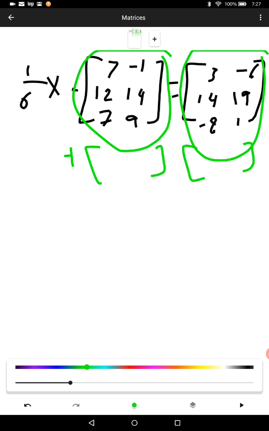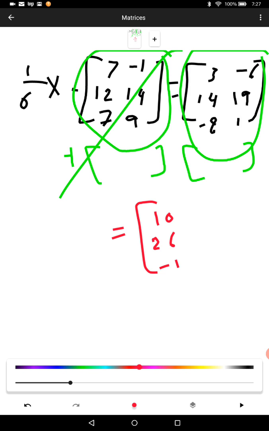Then you can cancel out the left hand side. If you add both matrices on the other side, you will get 3 plus 7 is 10, 14 plus 12 is 26, 7 plus negative 8 is negative 1, next negative 6 minus 1 is negative 7, 19 plus 14 is 33, and 1 plus 9 is 10.